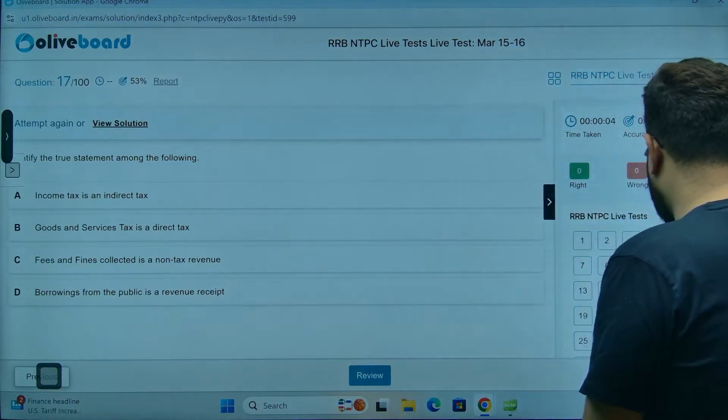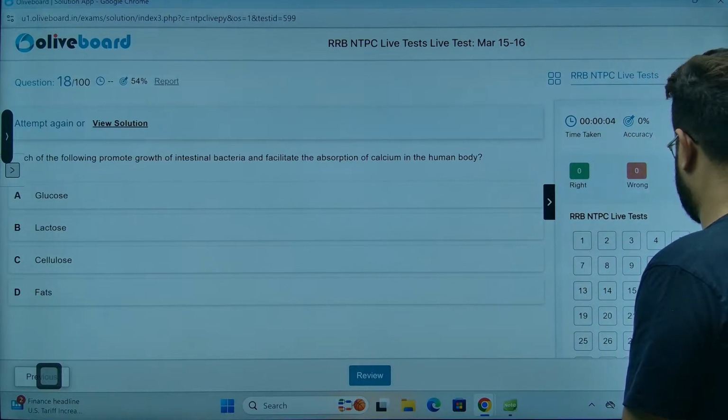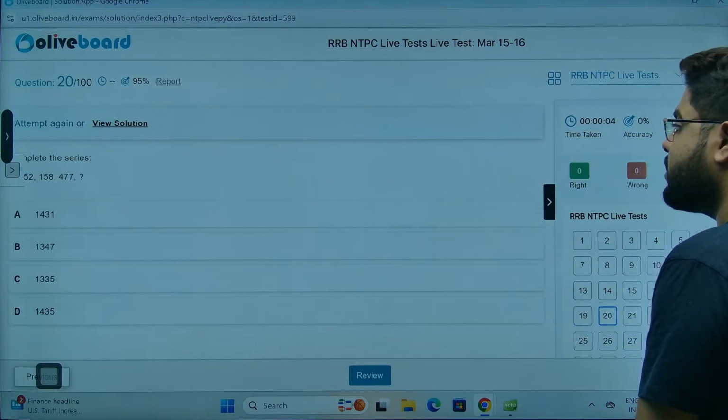Again, income tax. You guys will give after you get the job.